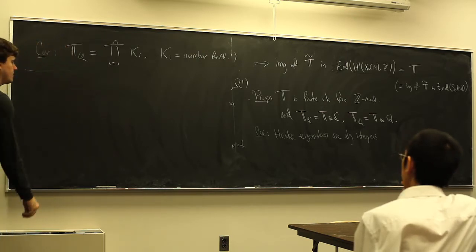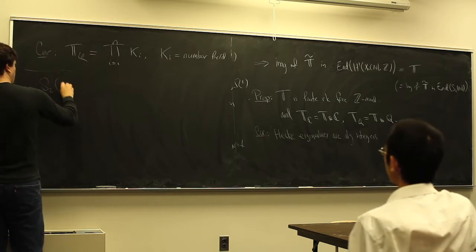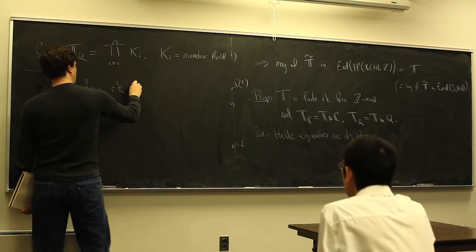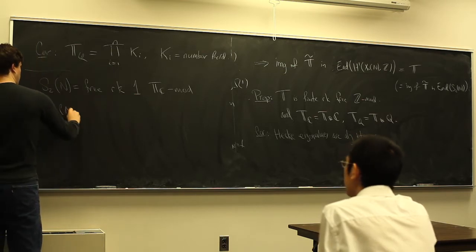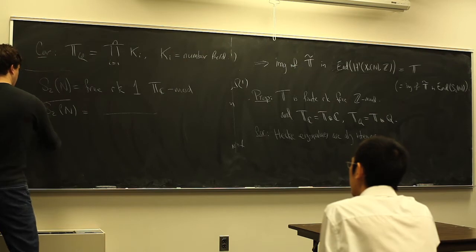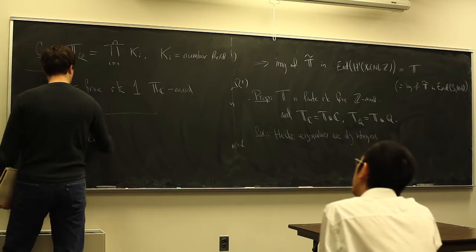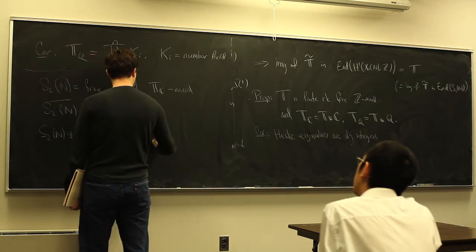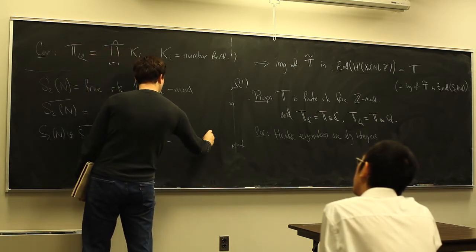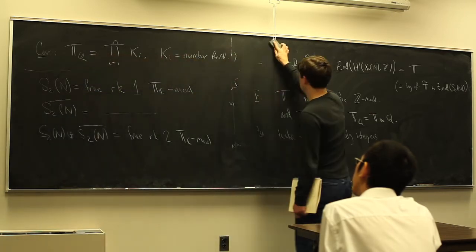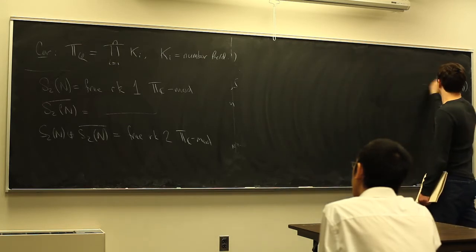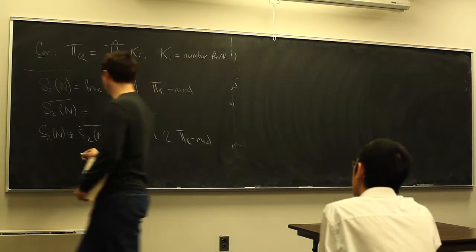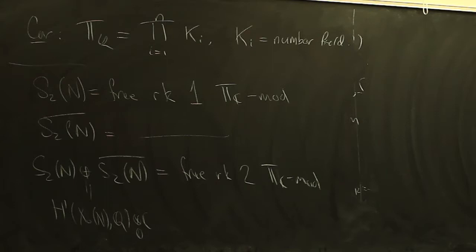All right, one more thing is the following. So we know that S_2(N) is a free rank 1 T_C module. We proved that. And so it follows that the same is true for S_2(N) bar. And so the direct sum is a free rank 2 T module. But this thing we know is isomorphic to the singular cohomology tensored up with C. So I'm going to write that as H^1(X_0(N), Q) with Q coefficients tensored over Q up to C.